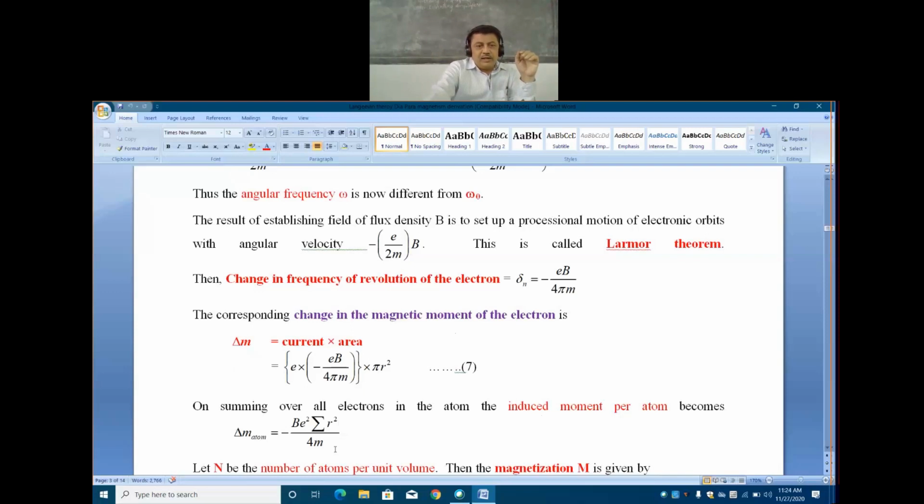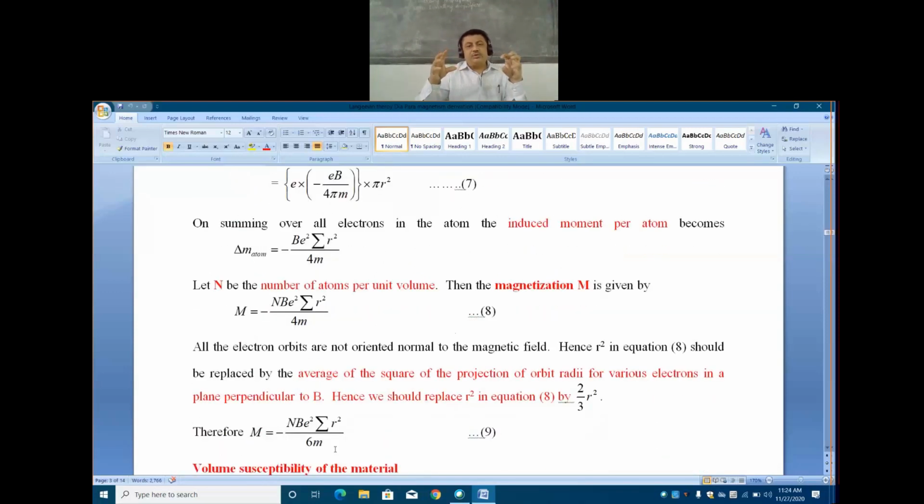If there are n atoms, n number of atoms per unit volume, the per unit volume term is magnetization. So capital M, that is magnetization, is n number of atoms into magnetic moment, Be square summation r square by 4m. All the electron orbits are not oriented normal to the magnetic field, so all orbits are not in the same direction. Therefore, r square is taken as the average or mean square radius of the orbit for all the electrons.